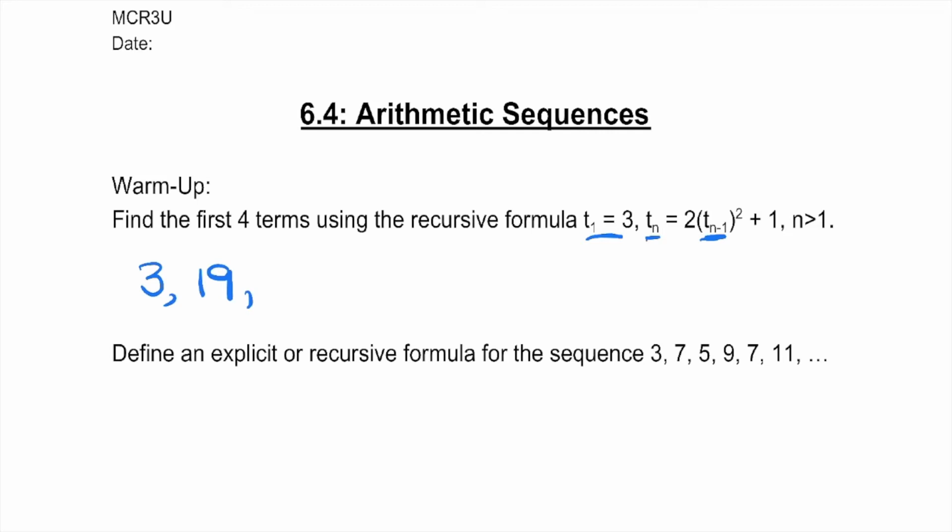For the third term, t3 is going to be 2 times t of n minus 1, in this case, the second term squared. So 19 squared times 2 plus 1 is 723. And then the fourth term is a lot trickier because the numbers get a lot bigger. The general pattern is that the next term is the previous term squared, so in this case, 723 squared multiplied by 2. We add 1, plug that in our calculators, and we get 1,045,459. So that's the first 4 terms of that sequence.